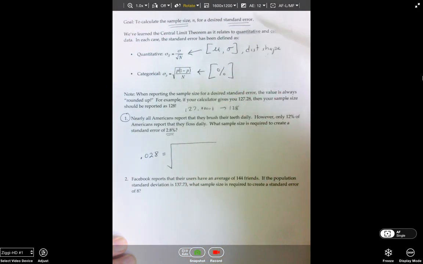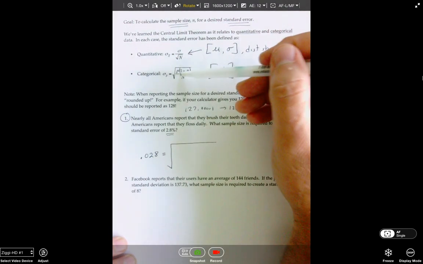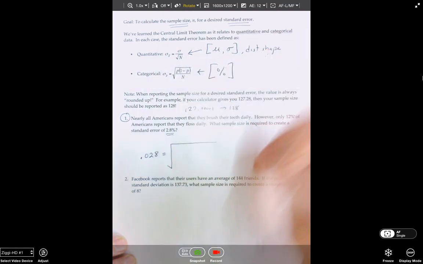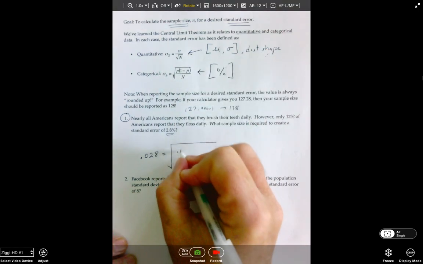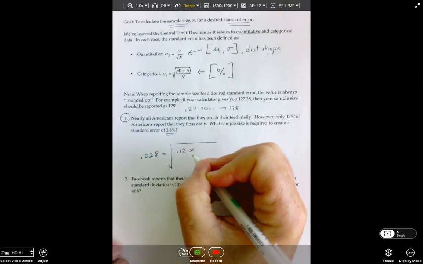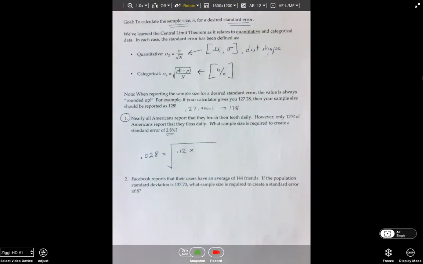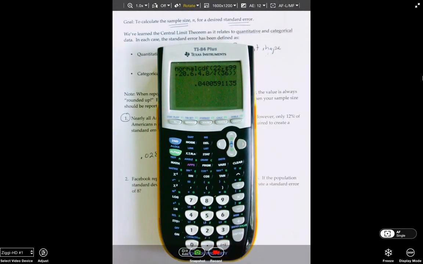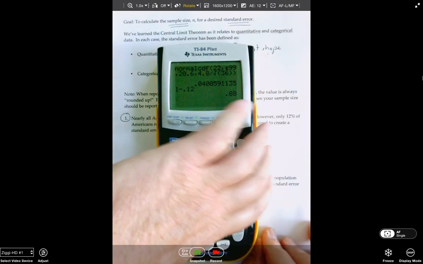I'm given a percentage, 12%. So I know, because I've got a percentage, that this is what I'm going to use. So I've got 0.12. Now, guys, I know that 1 minus 0.12 is 0.88. But maybe that's just not the talent that you were given. Well, pick up your calculator and just type it in real quick.